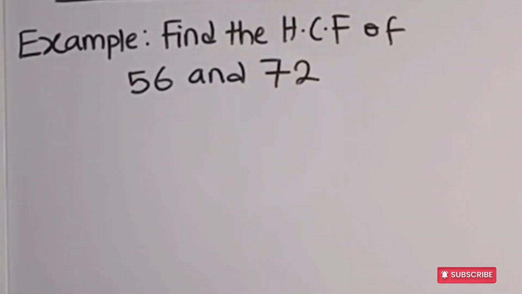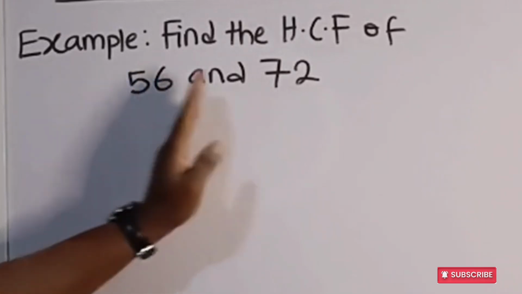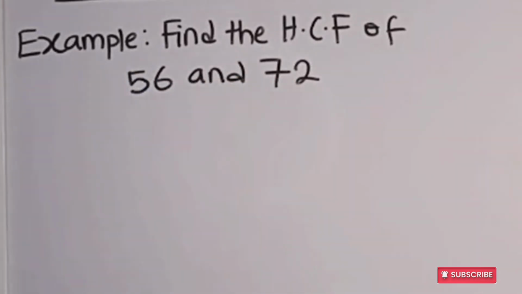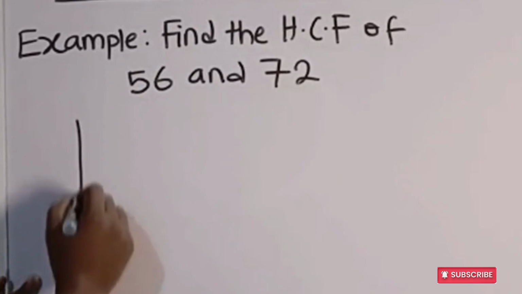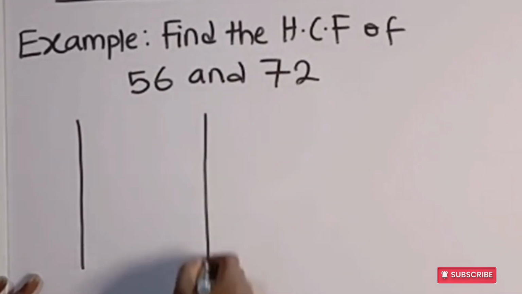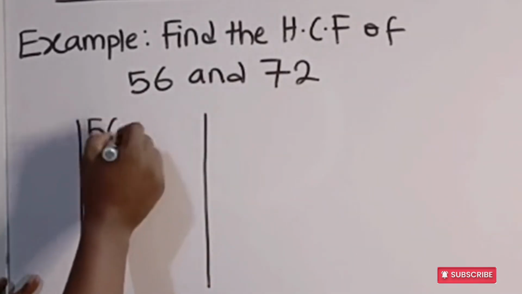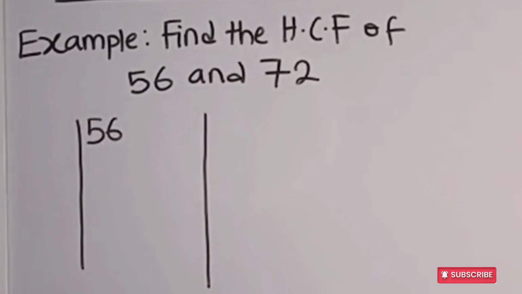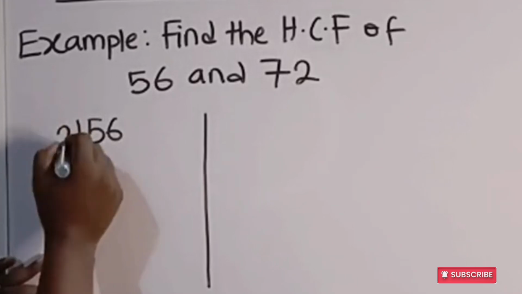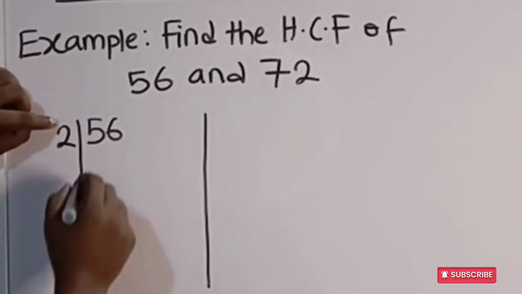So we want to find the HCF of 56 and 72. When finding the HCF, we are going to be breaking them down separately. So 56. We divide them by prime numbers. So we start from 2. 56 divided by 2 is going to give us 28.